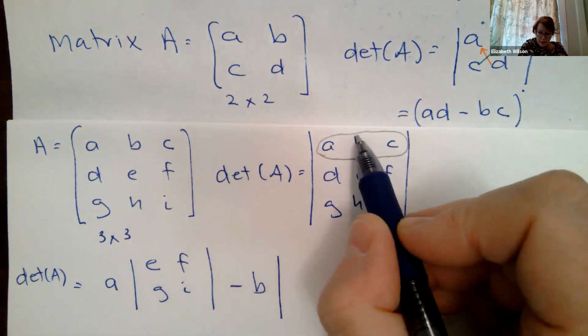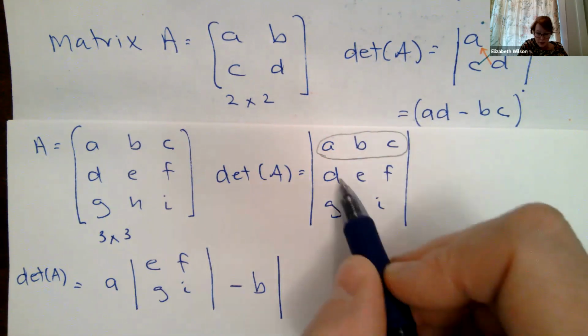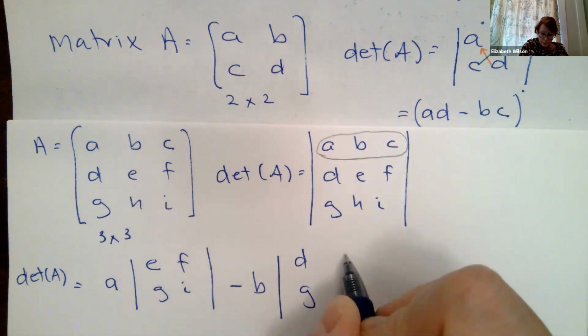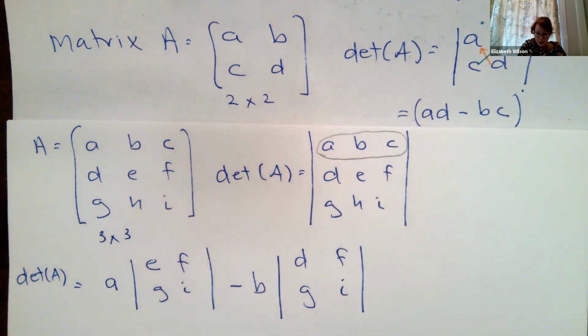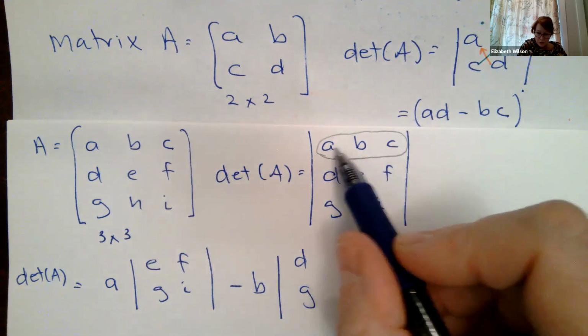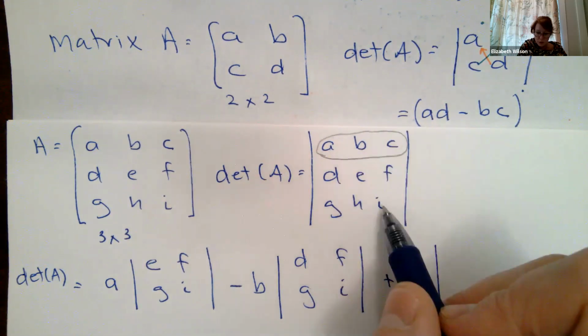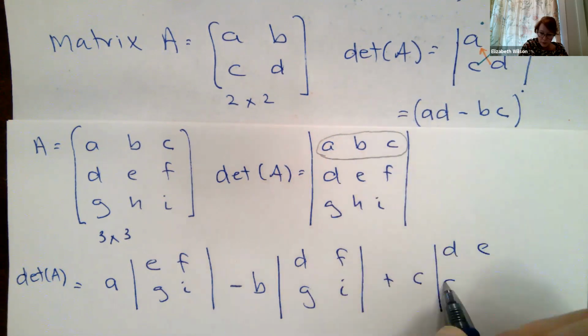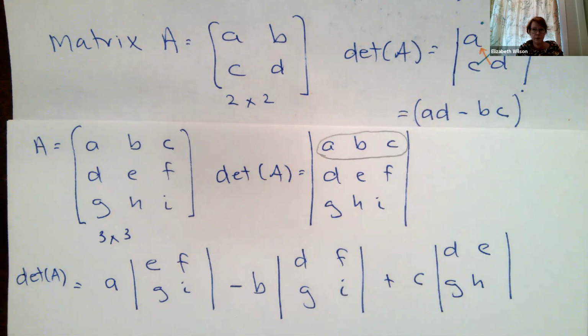This is first row, second column. I ignore those, and I build up a matrix of what's left over, DG, FI. Then I add C times first row, third column. I ignore those terms, and I build up a little mini matrix, a 2 by 2, of what's left over. Okay.